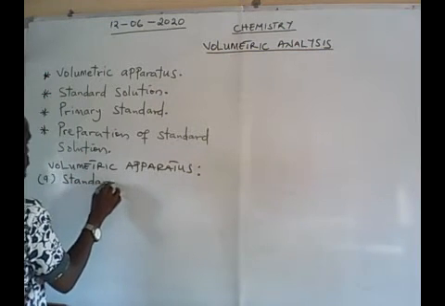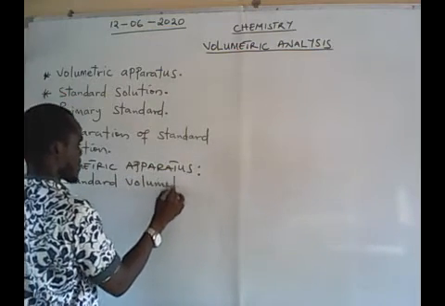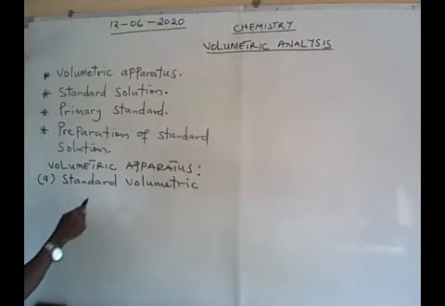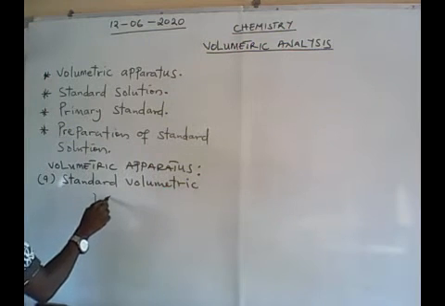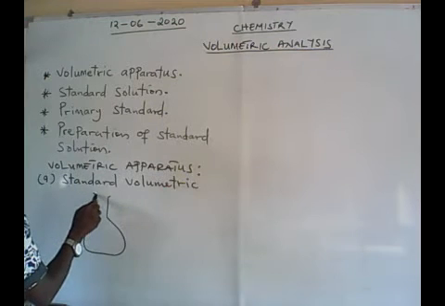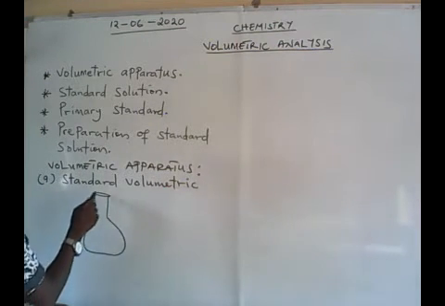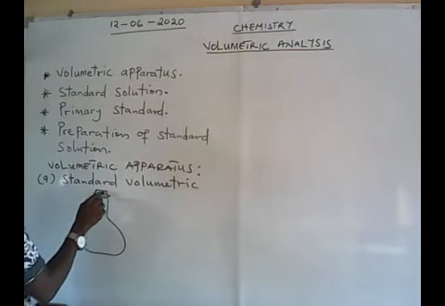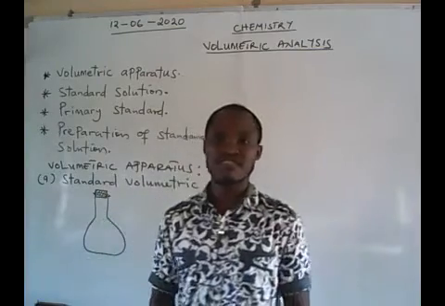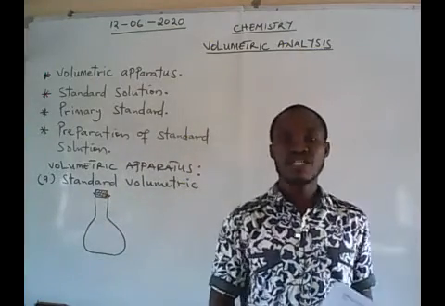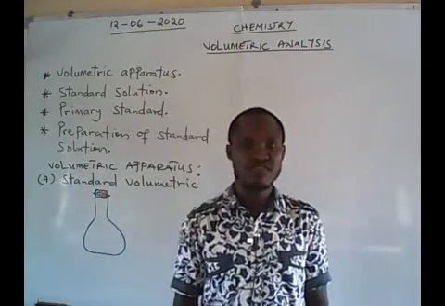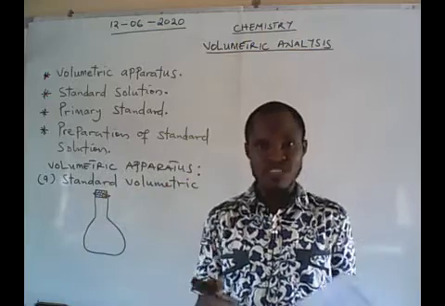So what is a standard volumetric flask? A standard volumetric flask looks like this, which you can easily identify in any chemistry lab. It has a cork here which you can put through. This is how it looks. The standard volumetric flask is used for measuring the volume you want to prepare. That is, if you have the solution already, the volume of the solution you want to make up to standard, you use the volumetric flask.